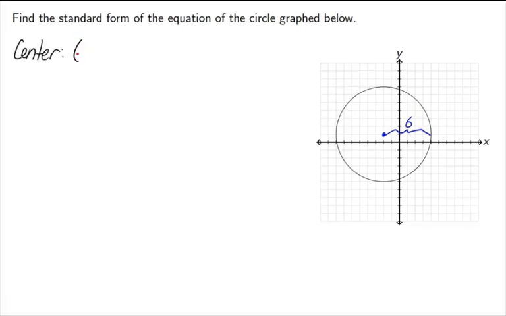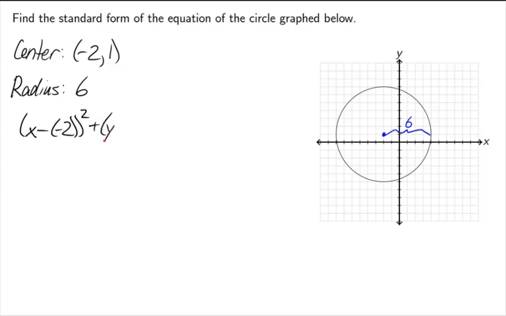So here's what I get. Our center is -2, 1, which we can read right off of the graph, and our radius is 6. So let's put this in the standard form of the equation of a circle. We get x minus h squared plus y minus k squared equals r squared. And then we just simplify. We get x plus 2 squared plus y minus 1 squared equals 36.